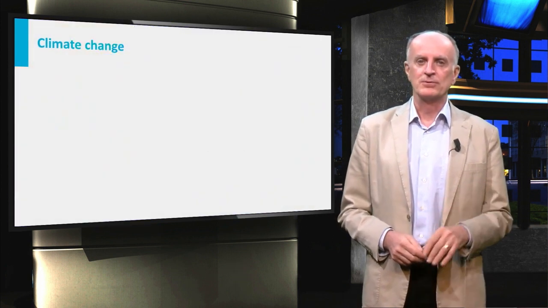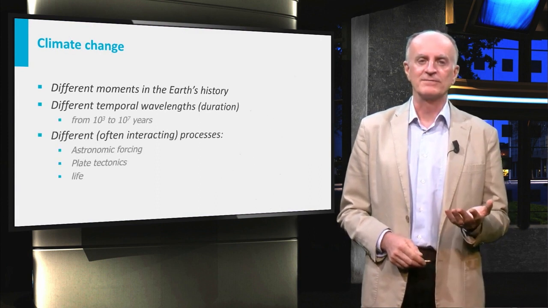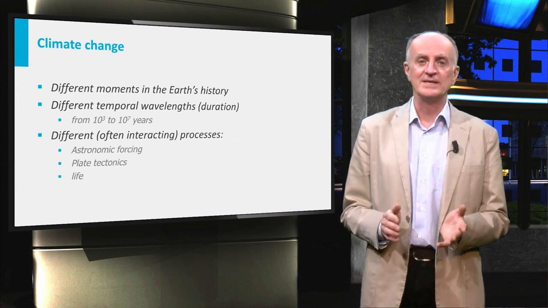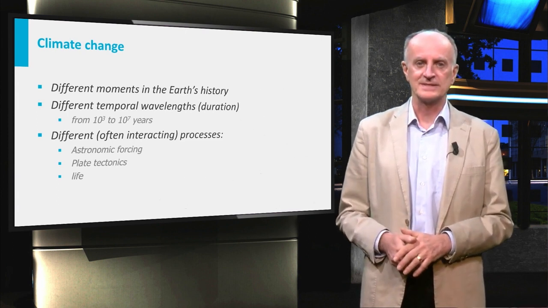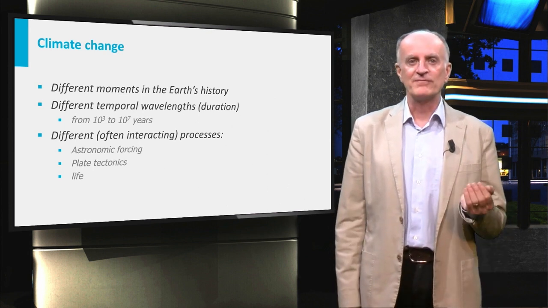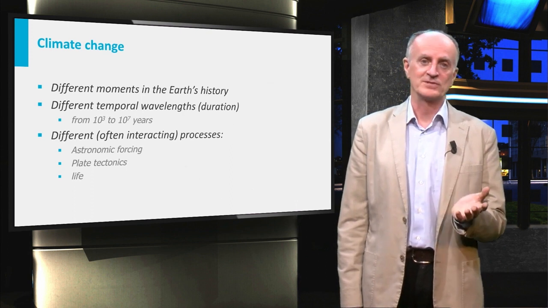Already from the two examples shown in the previous slide, you can see that the climate has changed in different times of the Earth history, with very different wavelengths and consequently driven by very different processes. Let us look at some examples. We'll start with phenomena which have taken place in the recent past, geologically speaking, obviously.